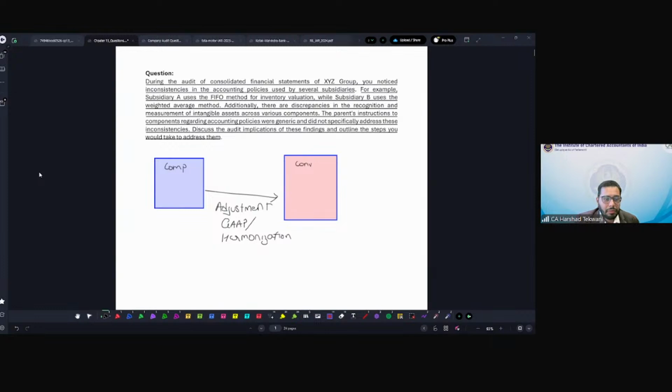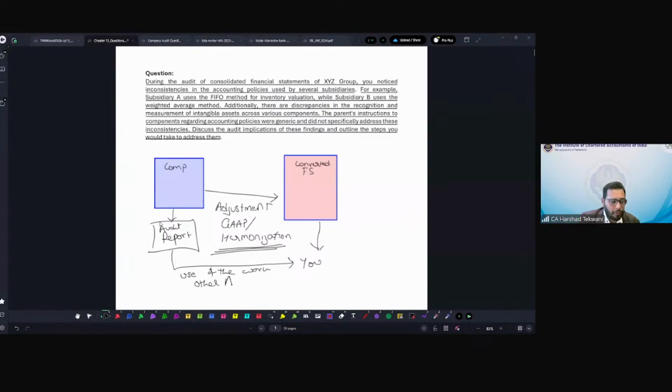financial statements will be prepared, which will be given to you as a group auditor: converted financial statements, original financial statements, plus the audit report on the original financial statements. So if you have the audit report on the original financials, you get comfort on this particular one. Now you need to audit this particular part, the adjustments, so that you can get comfort on the converted FS.